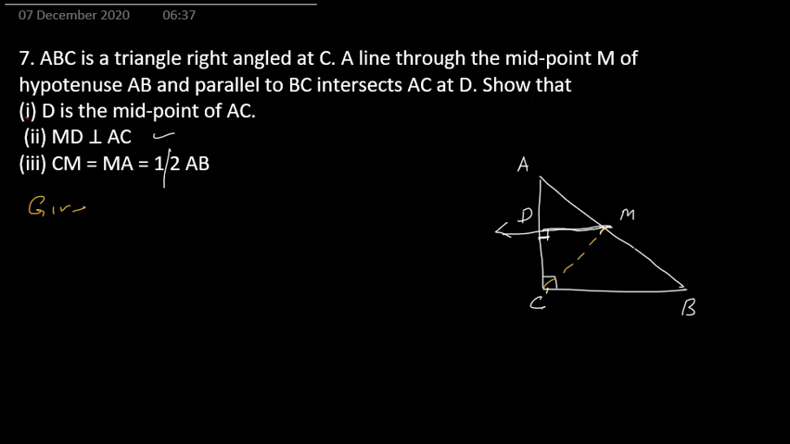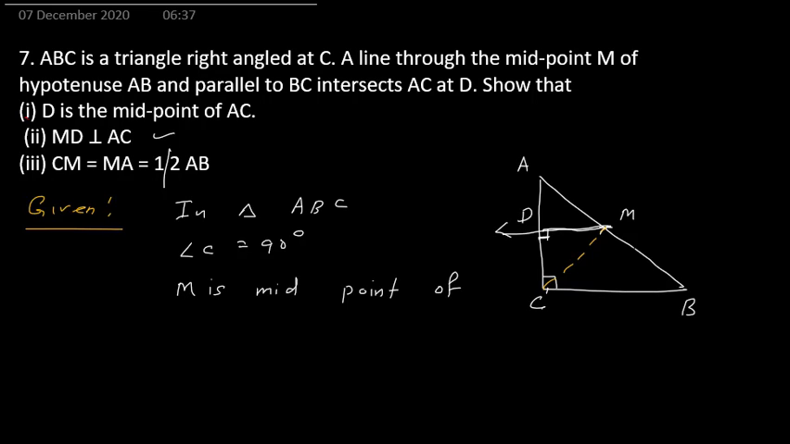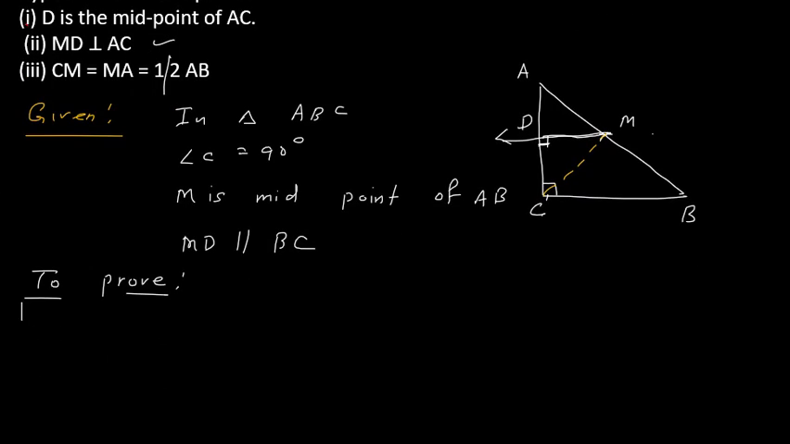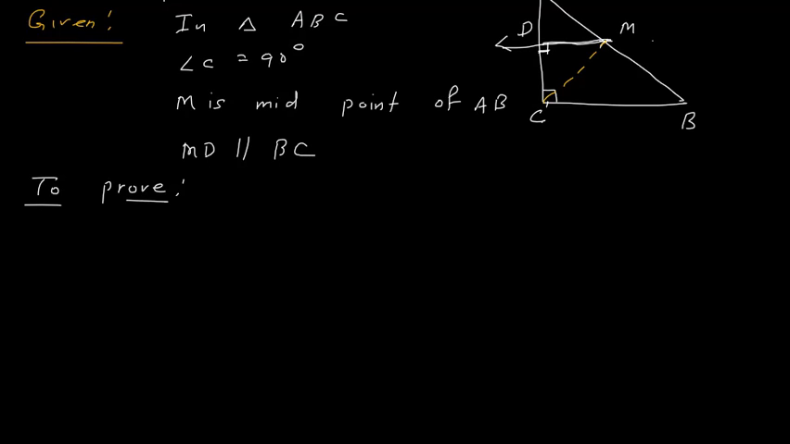So right, solution. Given. What is given? In triangle ABC, angle C is 90 degree and M is the midpoint of AB and MD is parallel to BC. This is given. What we have to prove? So all these three statements we will write: D is the midpoint of AC, MD is perpendicular to AC, CM is equal to this, and then proof.